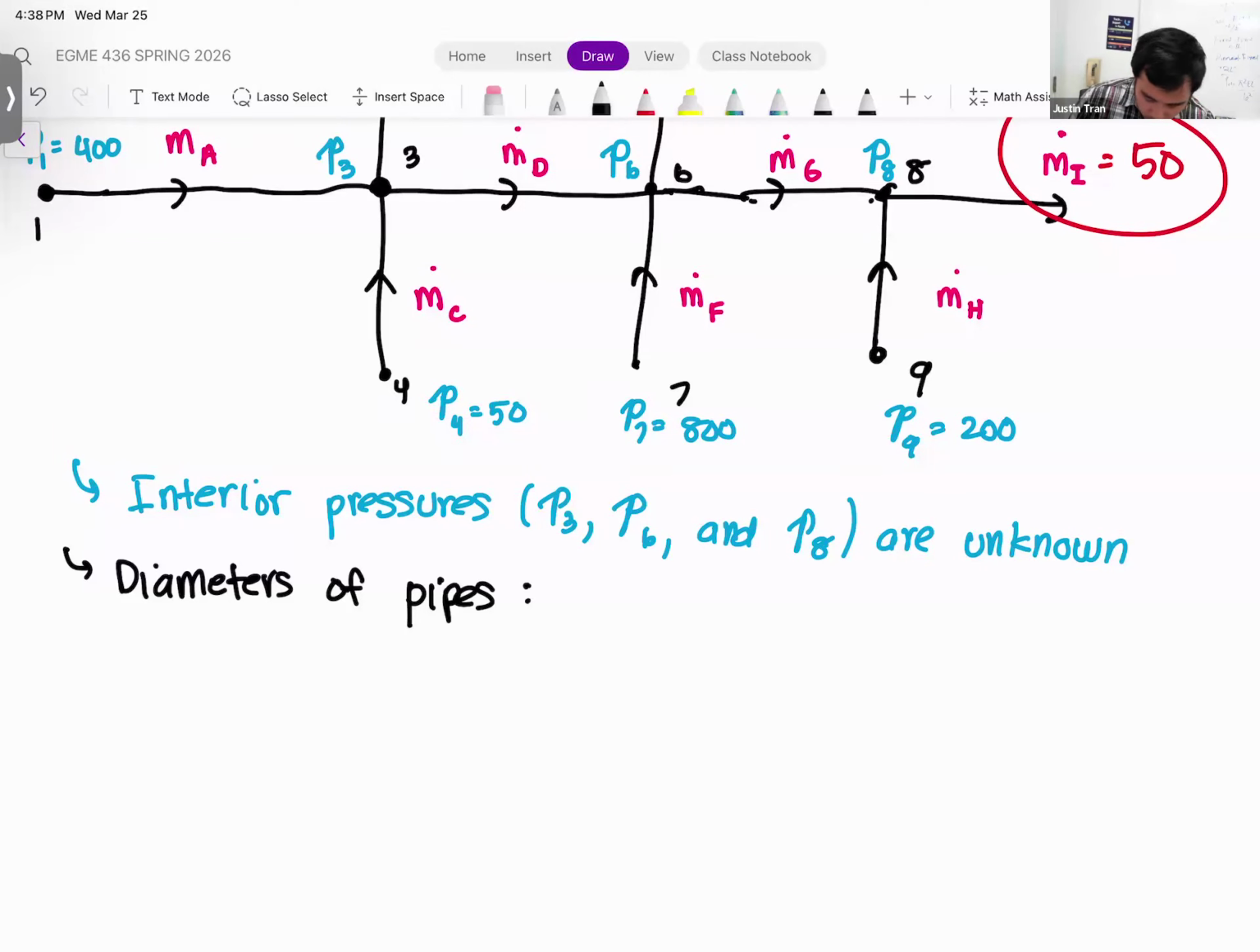Okay. So we have the diameter of pipe A, diameter of pipe B, diameter of pipe C, diameter of pipe D. Let's see. 2, 6. Okay. Diameter of pipe E, diameter of pipe F, diameter of pipe G, and diameter of pipe H.